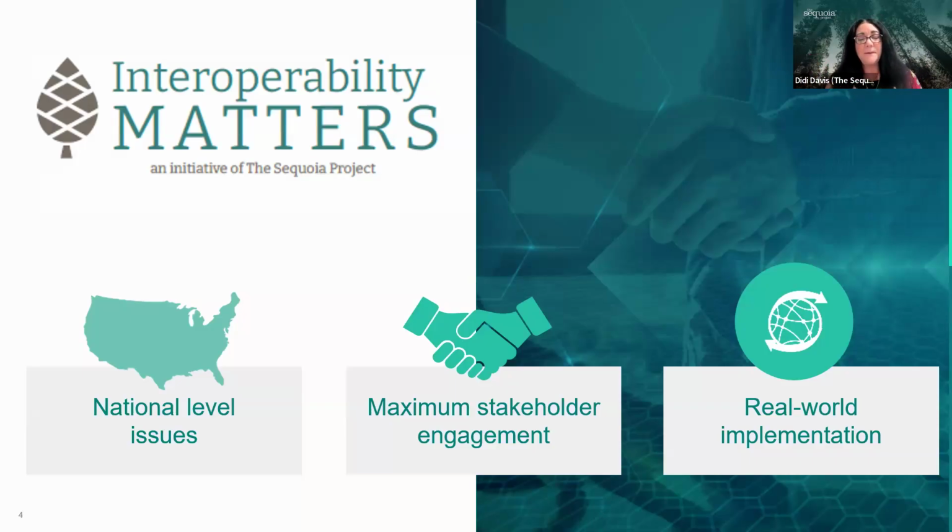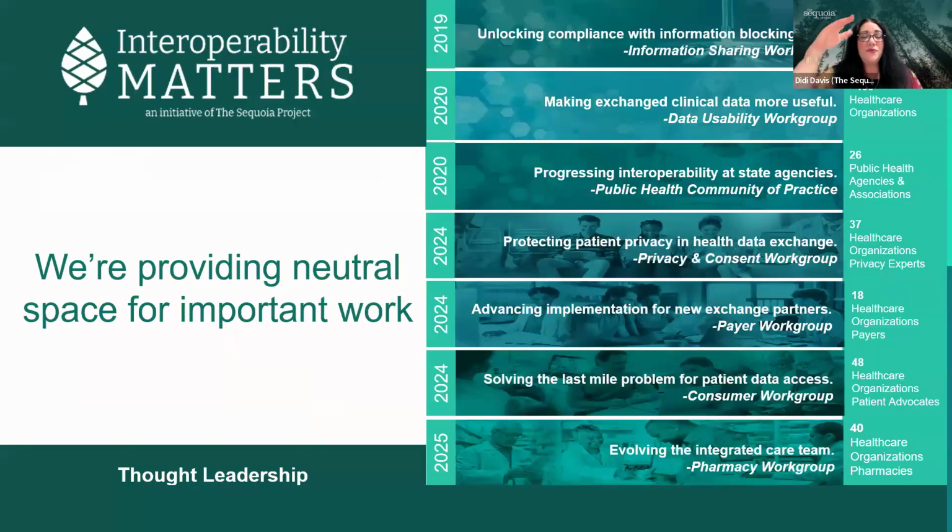If you go to the next slide, we launch work groups as our board and our membership prioritizes. The first work group that was launched, there are seven, was the information sharing work group. It was launched in 2019, and there are 30 healthcare organizations. You kind of see how I've given you some of the breadcrumbs. I'm not going to read all those, but data usability was formed in 2020, so we've been doing this for 6 years.